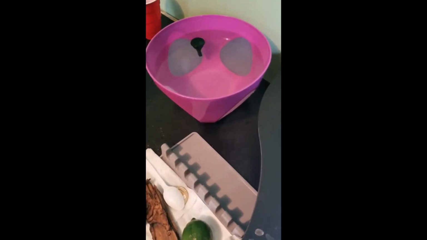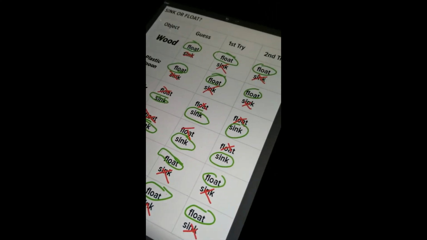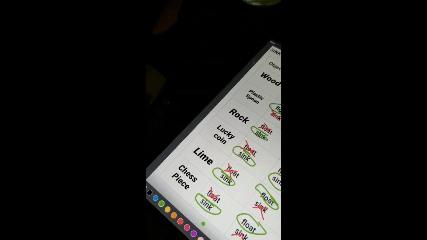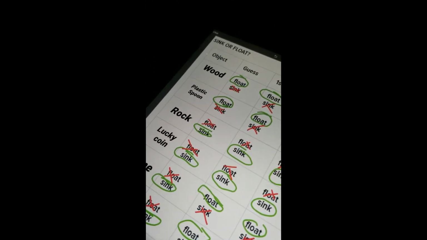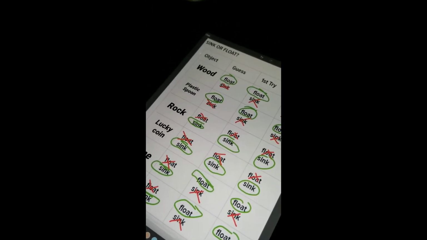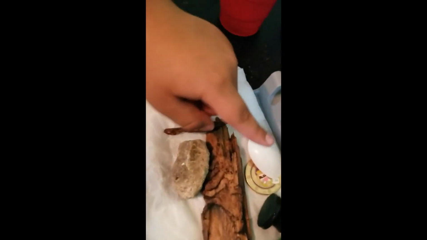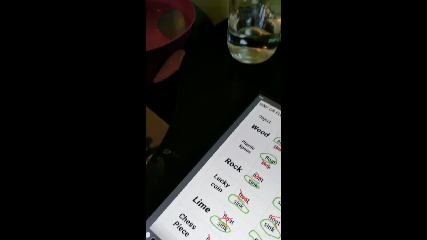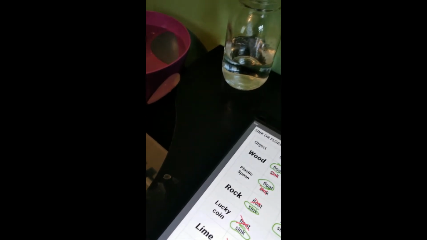Let's continue. All right. So Jordan has completed his form. It turns out he did make two mistakes, which are not really considered mistakes. It is a hypothesis. It is a guess. So we are learning from this mistake. It's okay if you make a mistake as long as you learn from it. The items that we did were the wood, plastic spoon, the rock, the lucky coin, the lime, and the chess piece. These are items that you could possibly have at home, and maybe other items too. I want you guys to try it as well.